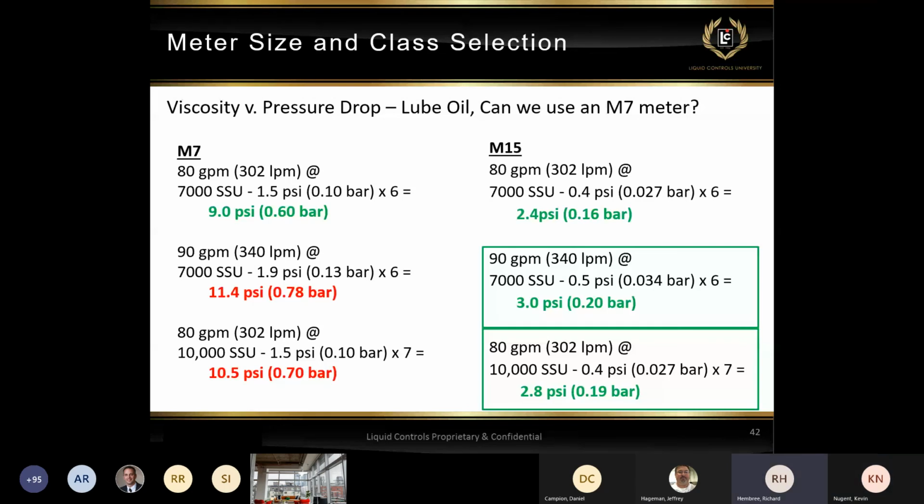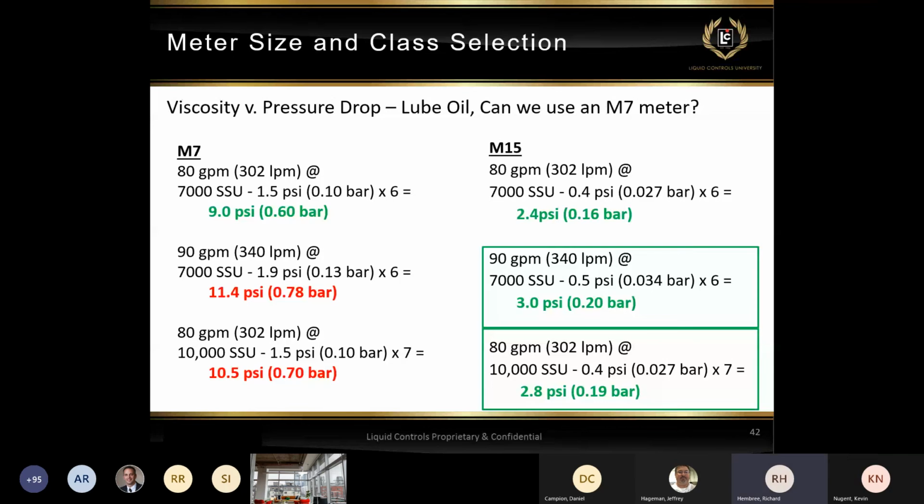At 80 GPM at 10,000 SSU, we've calculated a pressure drop of 10.5 psi. And on the M15, we've calculated 2.8 psi pressure drop. So in this application, we would need to use an M15 because the pressure drop across the meter on the M7 is too high. Any questions on pressure drop, viscosity?